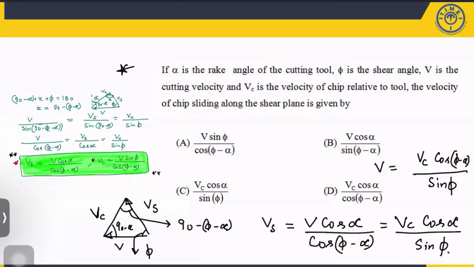Is it clear? This question is clear. Nothing is there, sir. Only you have to manipulate. So in a hurry, the student will make the mistake. They will see Vc cos alpha, cos of phi minus alpha, and think, I already remember the formula. They will not see that here it is a chip velocity, not a cutting velocity. Okay, so please make a note of these things also. Whenever you are marking the answer, please read the option carefully. It is a chip velocity and the cutting velocity. Jagan, is it clear? Yes, sir. Yes, sir.